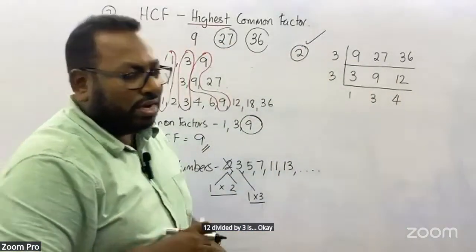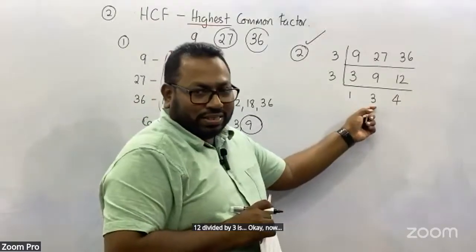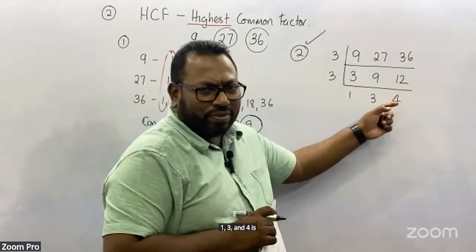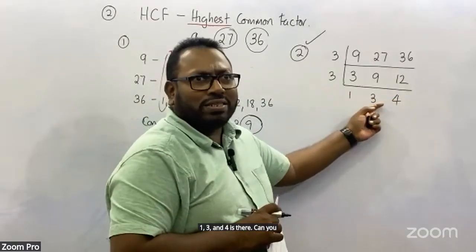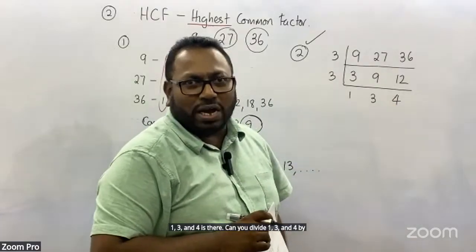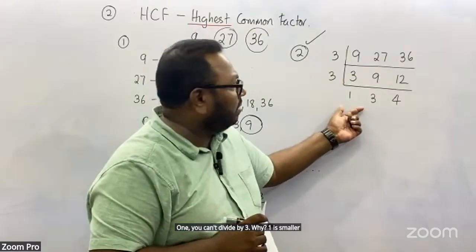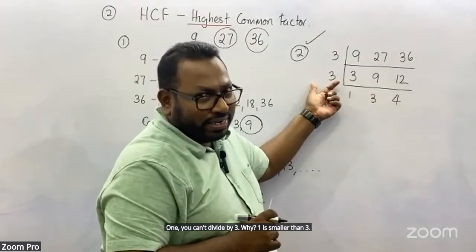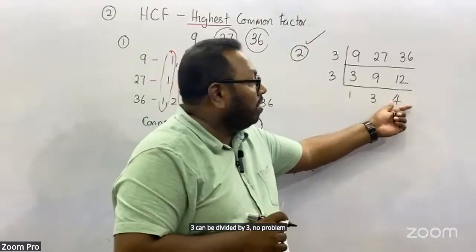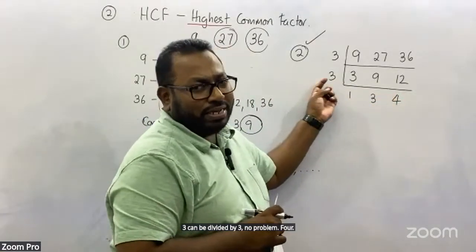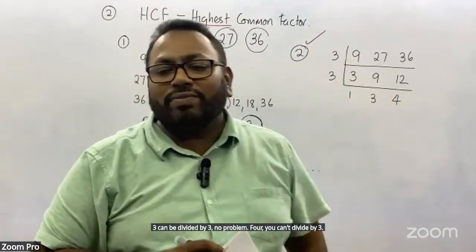Okay. Now 1, 3 and 4 is there. Can you divide 1, 3 and 4 by 3? You can't. 1 you can't divide by 3. Why? 1 is smaller than 3. 3 can be divided by 3, no problem. 4 you can't divide by 3. So you leave it as it is.